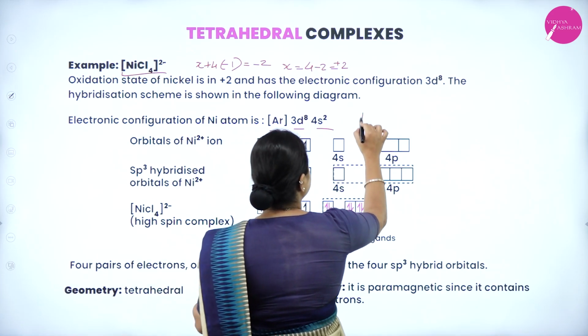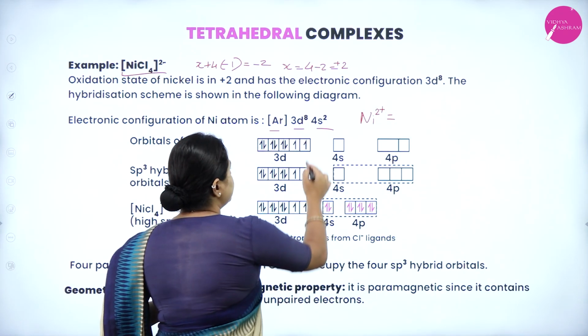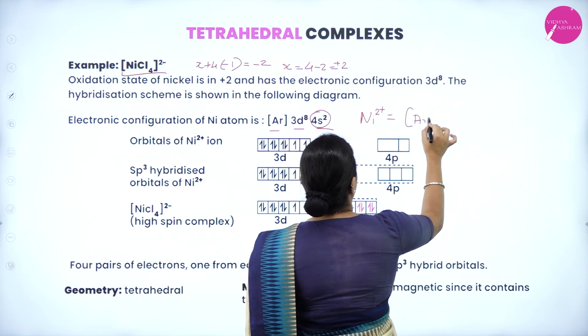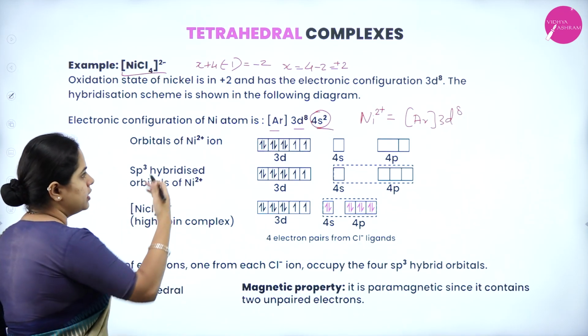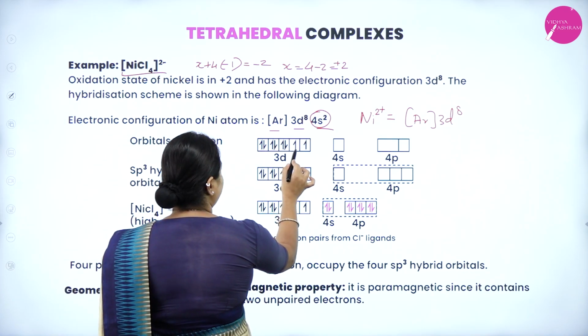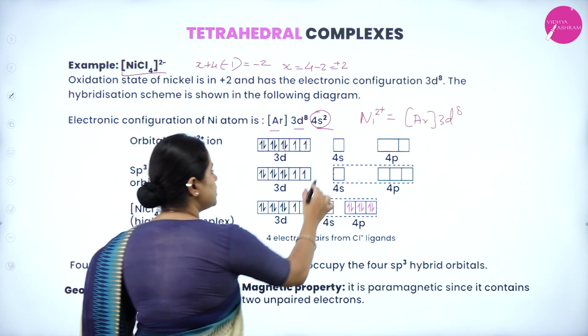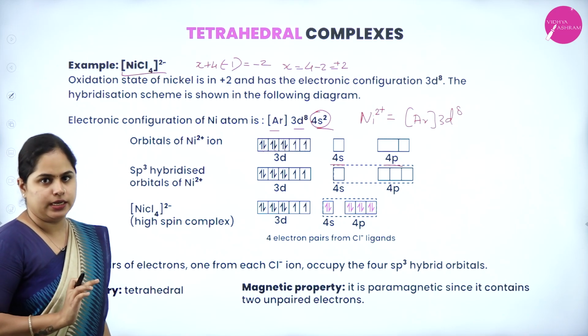Now what will be the electronic configuration of nickel in the +2 state? These 2 electrons will be removed, so it will just become argon 3d8. The 2 electrons are gone. It is represented here: 1, 2, 3, 4, 5, 6, 7, 8. So 3d8 is shown here. This is the 4s and 4p of the central metal atom, which is nickel.